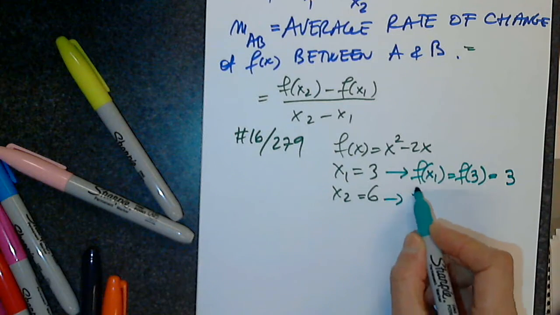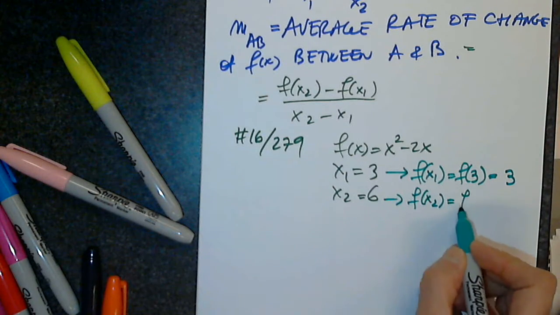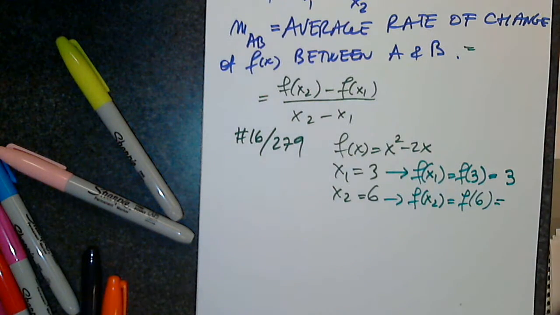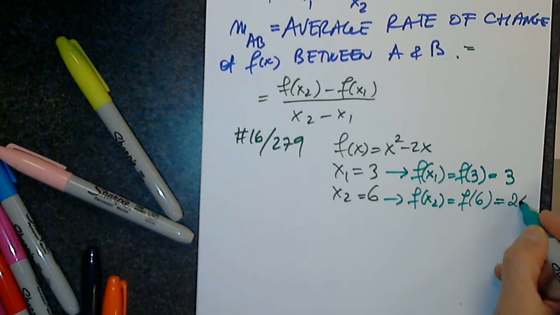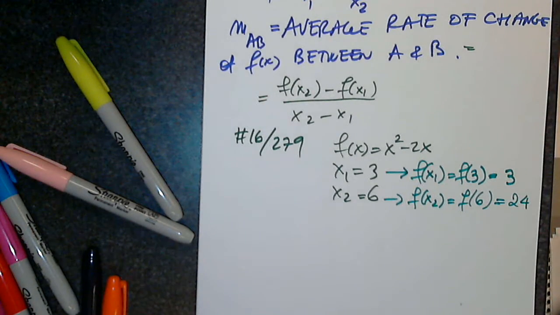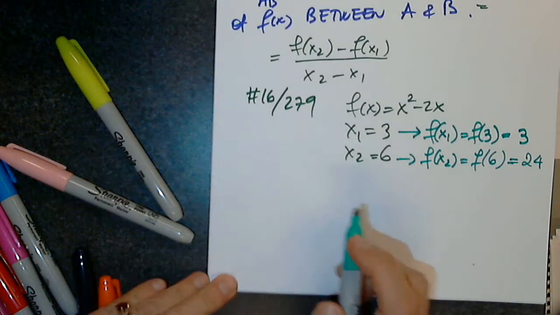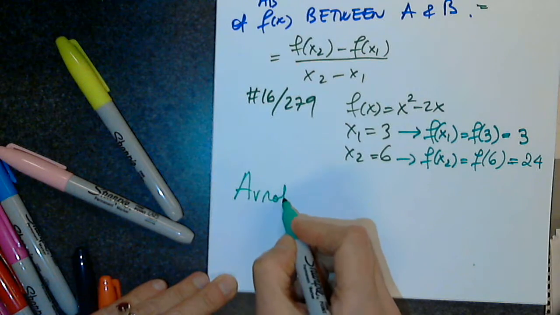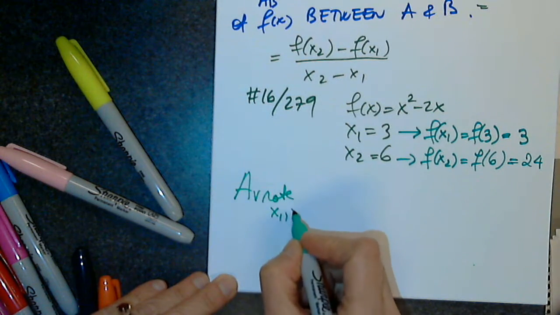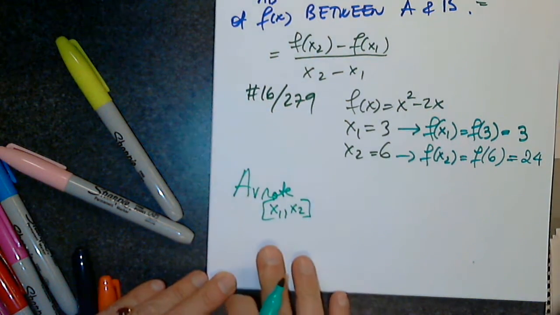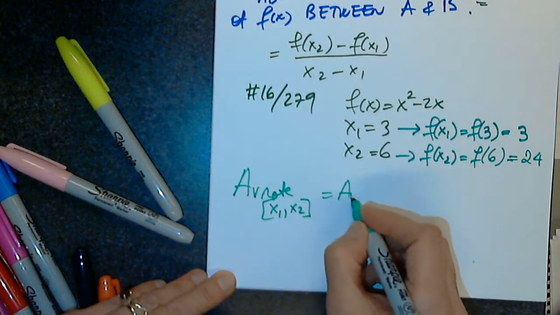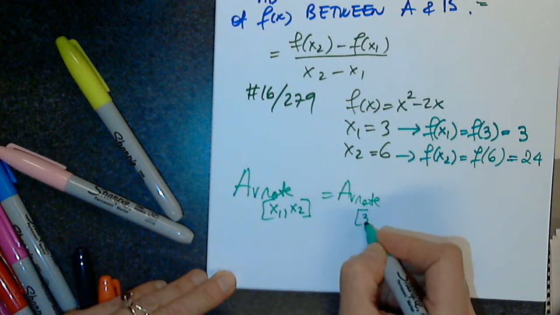Awesome. So now I need to find f of x2, which is f of 6. Can anyone give us f of 6? Minus 12. Yes, 36 minus 12 is? Good. So therefore, I now want to find the average rate between x1 and x2. You can write it like this, or you can write the average rate between 3 and 6.